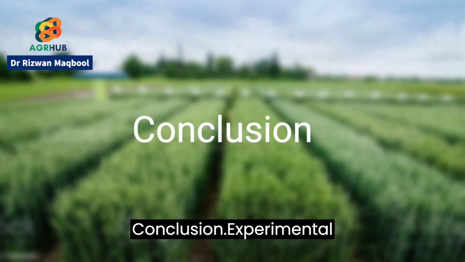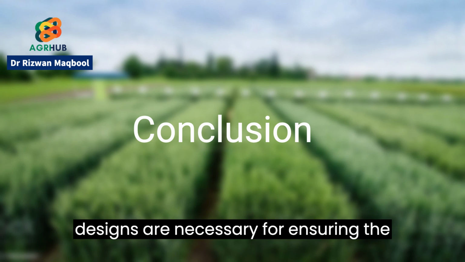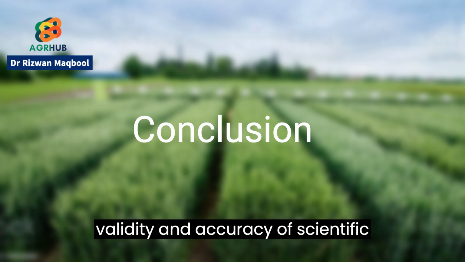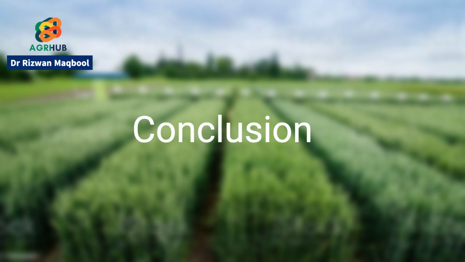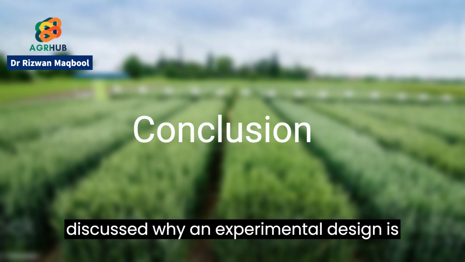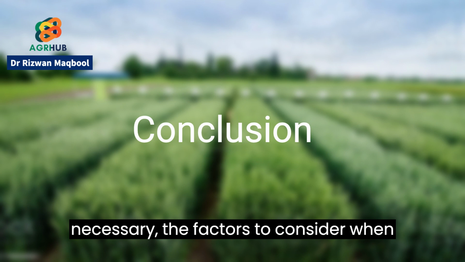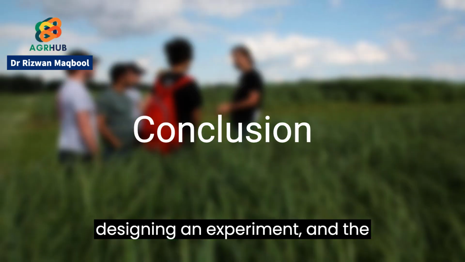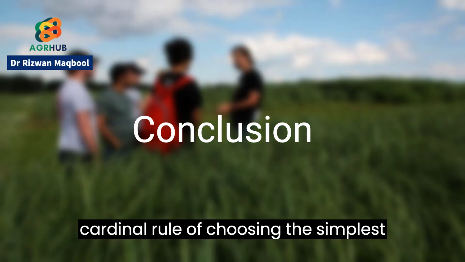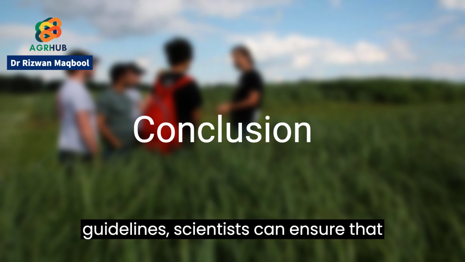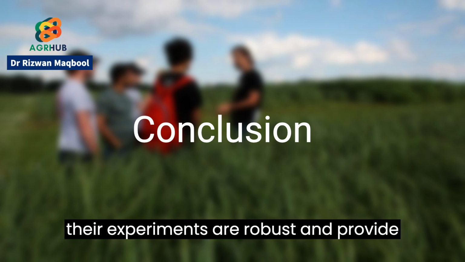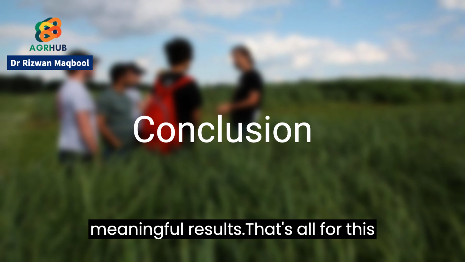Conclusion. Experimental designs are necessary for ensuring the validity and accuracy of scientific experiments. In this video, we discussed why an experimental design is necessary, the factors to consider when designing an experiment, and the cardinal rule of choosing the simplest design. By following these guidelines, scientists can ensure that their experiments are robust and provide meaningful results.